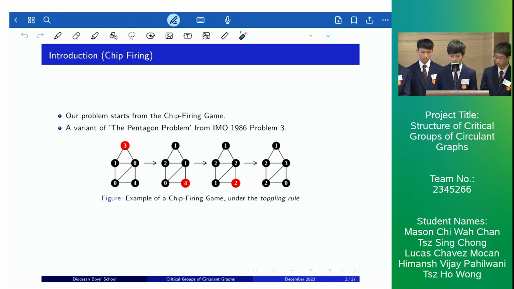Here's an example of the chip firing game on the slide. The game starts with an integer number of chips on every vertex of the graph. And to fire a vertex, we remove as many chips as its degree and add a chip on each of its adjacent vertex. For the example on the slide, when the vertex labeled 3 is picked, it's connected to two vertices. So when it's fired, 2 chips are removed from that vertex and 1 chip is added to the 2 adjacent vertices. It so happens that the configurations that would eventually reach a certain state form a group.